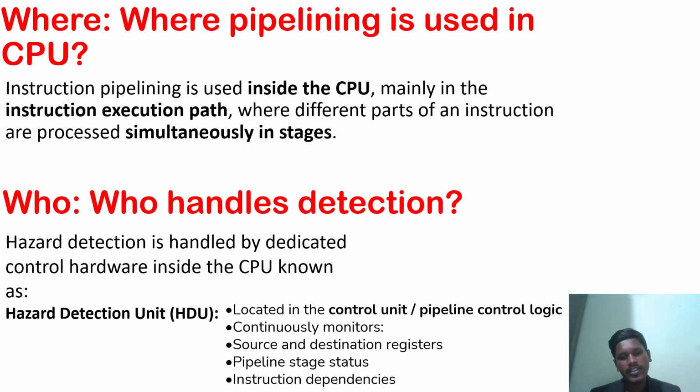Source and destination registers must be clear, so that the input and the output are received as per the logic cycle. Pipeline stage status: it always ensures the pipeline stage status must be clear to execute the next stage.